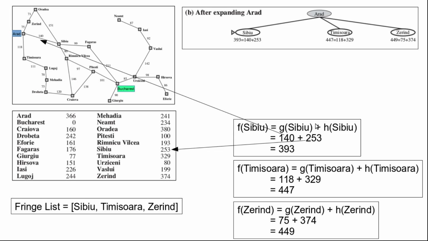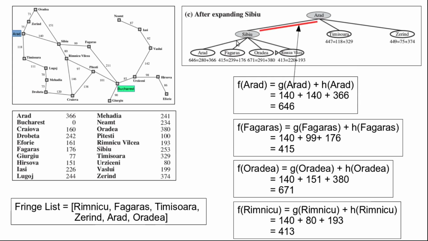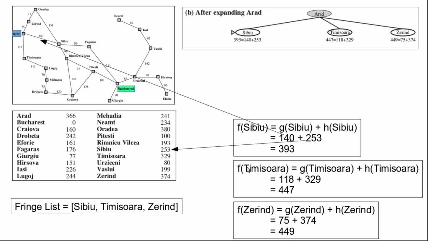And the H value of Sibiu is given from this table, the straight line distance. So what would be the straight line distance from Sibiu to Bucharest? It's 253. So the F value of Sibiu will be 140 plus 253, which is 393. This same calculation is also shown here in the diagram. The F value of Sibiu is 393. Similarly, the F value of Timisoara will be 118 plus 329, which is 447. And the F value of Zerind will similarly be equal to 449.